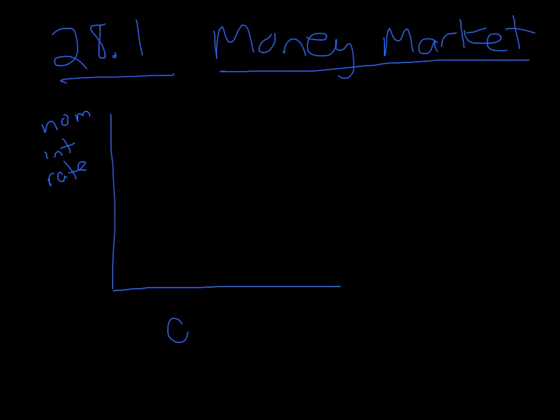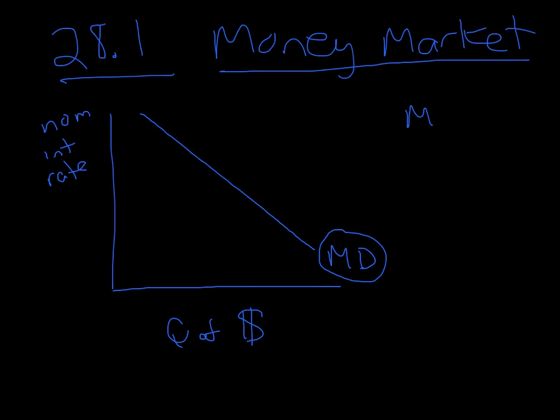On our x-axis, we have the quantity of money. So we're going to look at the regular downward sloping demand curve. We're going to call this MD, the demand for money. We'll look at that first. So first of all, what does it mean, the demand for money, the money demand? So the money demand is the amount of money that people want to hold outside of banks.